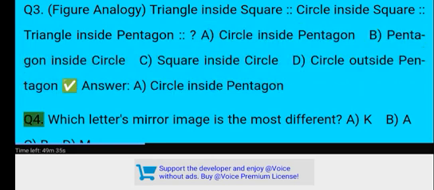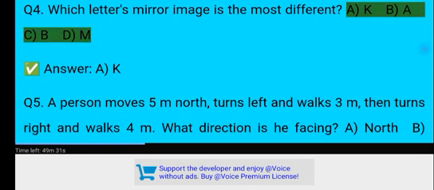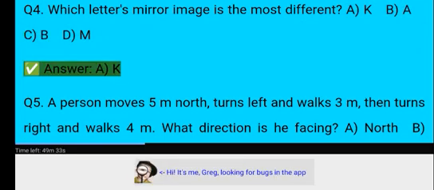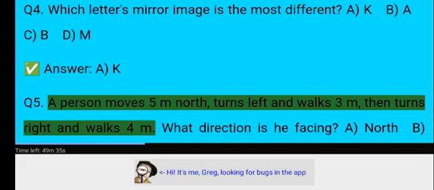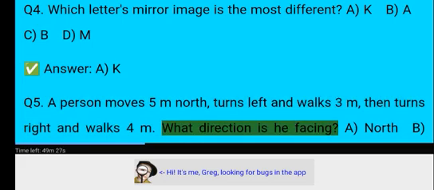Q4. Which letter's mirror image is the most different? A, K; B, A; C, B; D, M. Answer: A, K. Q5. A person moves 5 meters north, turns left and walks 3 meters, then turns right and walks 4 meters. What direction is he facing? A, north; B, east; C, west; D, south.